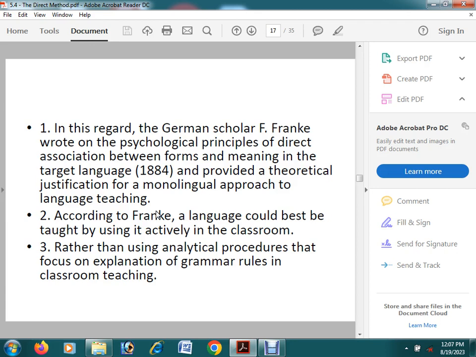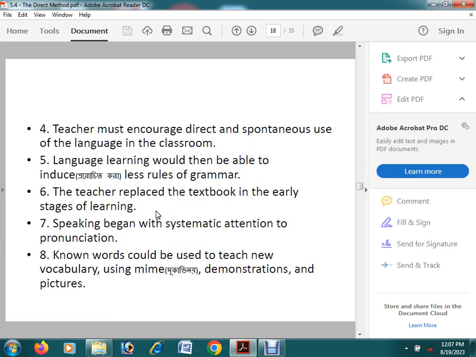Okay, so in the classroom, language should be taught, but in which way? Not utilizing the grammar. But what are the other ways? Other ways, that means speaking, drilling, some other methods. The teacher must encourage direct and spontaneous use of the language in the classroom. In case of GTM, we have said that it's not very tough for the teachers to prepare for teaching language because he or she has to speak in the native language. But in case of the direct method, the teacher will be spontaneous in delivering the target language. And that is one of the principles of the direct method.